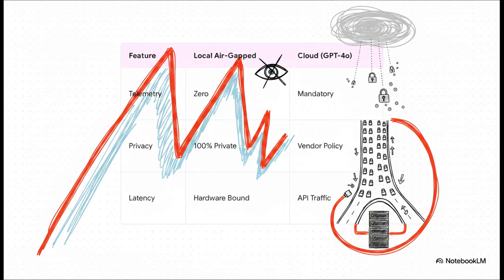When you compare local air-gapped inference against cloud inference, like GPT-4o, the contrast is absolutely staggering. With the cloud, telemetry and tracking are mandatory, and your data sovereignty is completely at the mercy of whatever their vendor policy happens to be that day. But with an air-gapped system, you have zero telemetry, 100% privacy, and your latency isn't bottlenecked by global API traffic jams. You truly own the infrastructure.